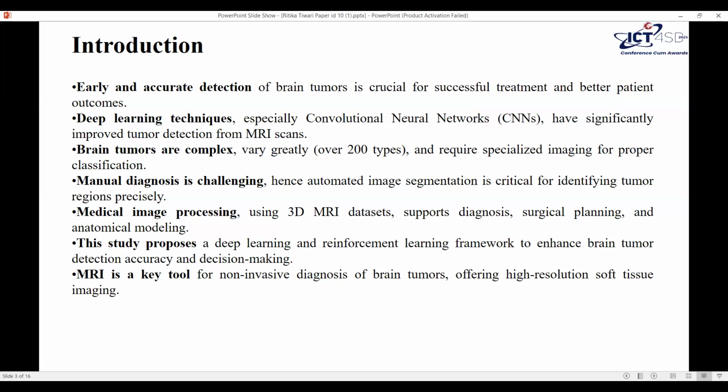Medical image processing using 3D MRI datasets supports the diagnosis, surgical planning, and other anatomical modeling. This study proposes a deep learning and reinforcement learning framework to enhance brain tumor detection accuracy and make decisions wisely. MRI is a key tool for non-invasive diagnosis of brain tumors, which offers high resolution imaging power.